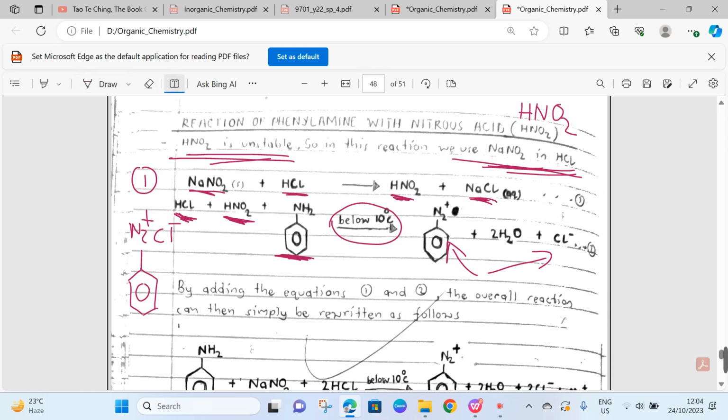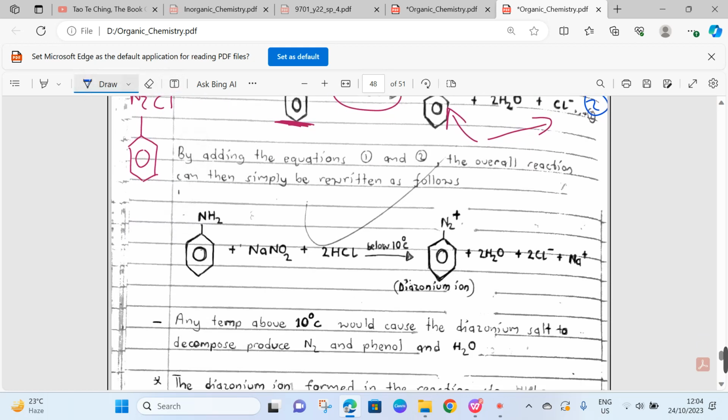You're also supposed to understand that this reaction is reaction 2. By adding the two equations above, this was my 1 and this is my 2, you obtain an overall reaction for what is happening. So this reaction tells it all: for you to produce this diazonium salt from phenylamine, you need these two reagents, nitrous acid and hydrochloric acid. These two are the same as just saying HNO2, nitrous acid.